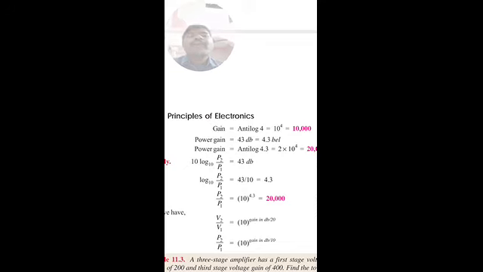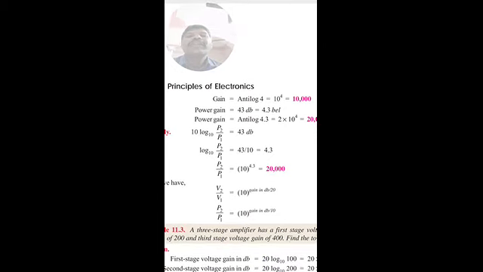So anti-log of 4, that is 10 power 4. Ten power 4 is equal to 10,000. So power gain of 43 dB.